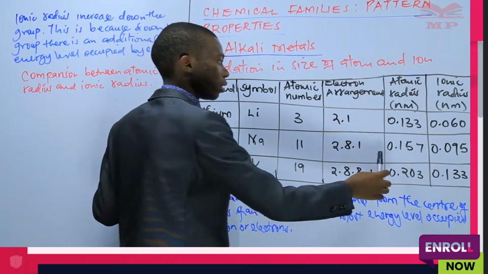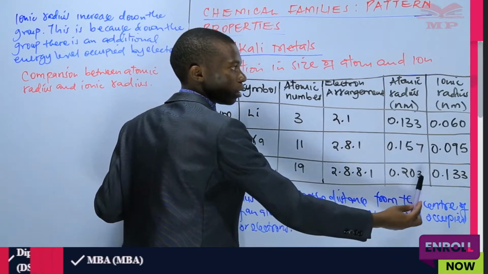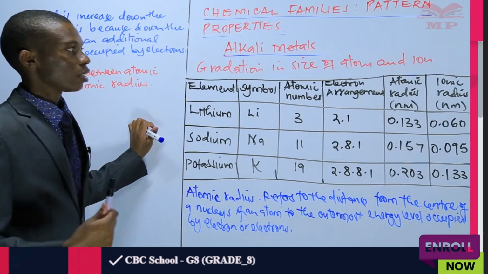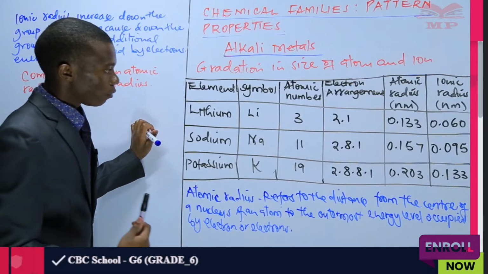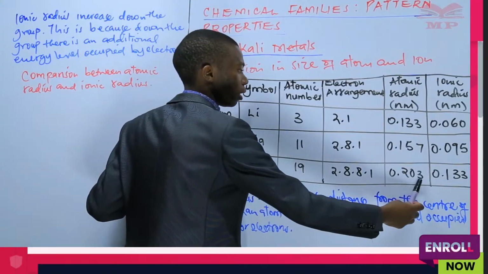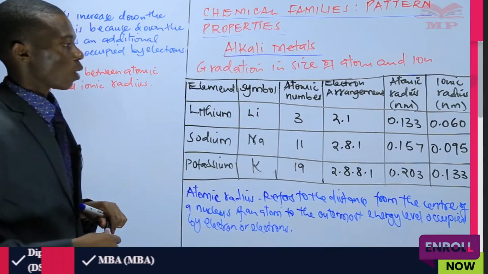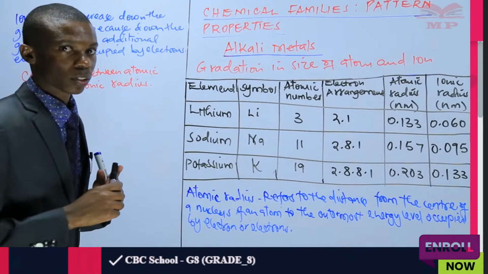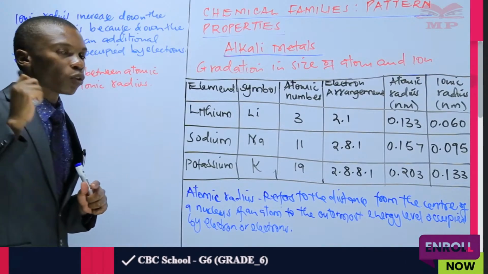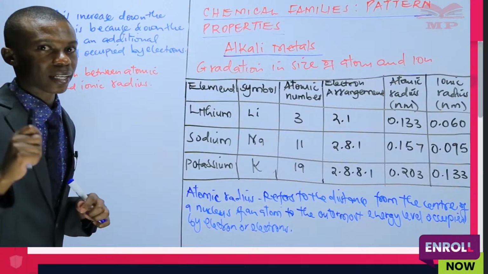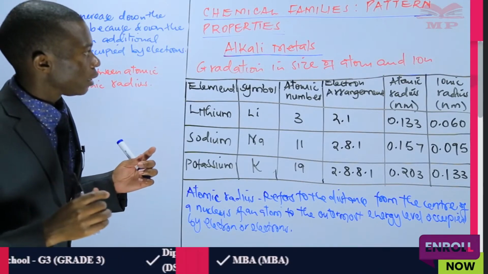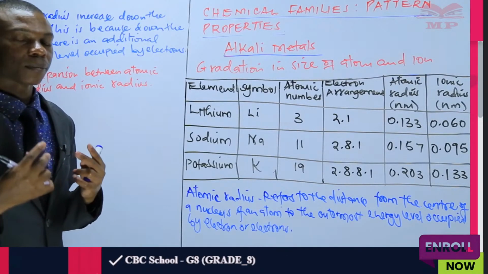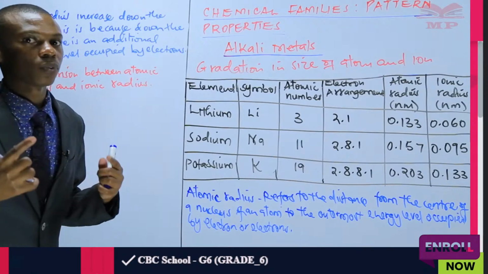For sodium, again, the atomic radius is 0.157. Then the ionic radius is 0.095. Again, the atomic radius is larger than the ionic radius. For potassium, the atomic radius is 0.203, and the ionic radius is 0.133, showing you that in alkali metals, all group 1 elements, the atomic radius is always larger than the ionic radius. And the reason is that group 1 elements form ions by losing 1 electron from the outermost energy level.